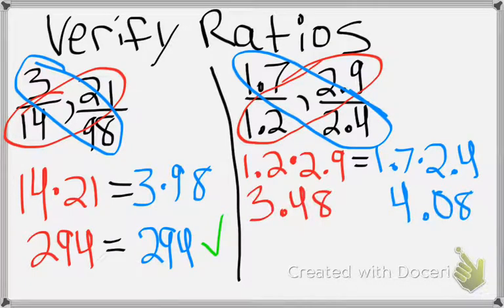So multiply those, we'll see if they're equal. So on the left side we get 3.48, and on the right side we get 4.08. Those are very clearly not equal to each other. Therefore, we would say that these two ratios, these two fractions we started with, were not equivalent. They are not proportional. So that's what I mean using the cross product property to check.